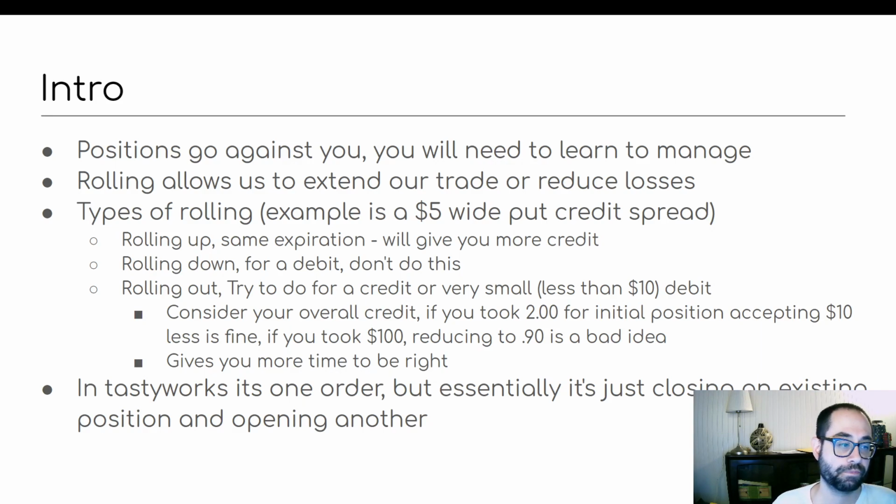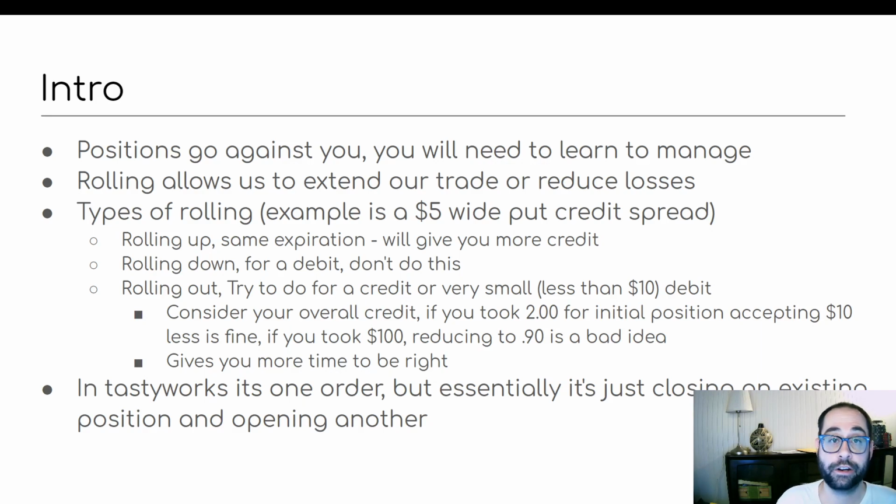Typically, I'm aiming for $160, so $190 is above the credit that I like to receive, and so that's not necessarily a bad idea. Let's flip this around though and say initially, instead of taking a $2 credit, I only took a $1 credit. So I had some really far out of the money strikes that I sold, thinking that this is a no-brainer. It's never going to come down this far.